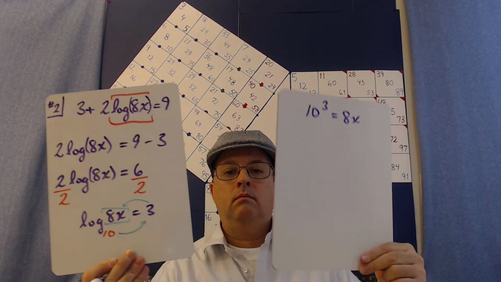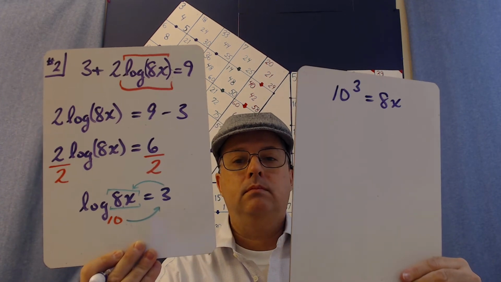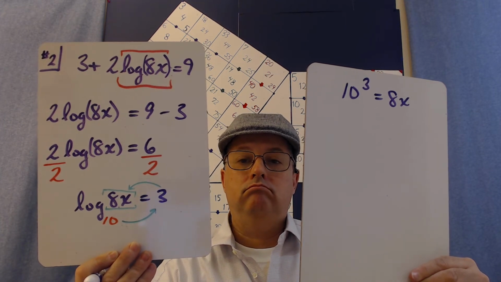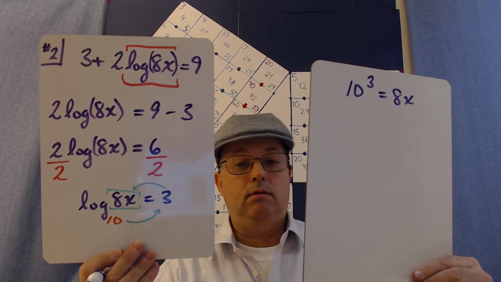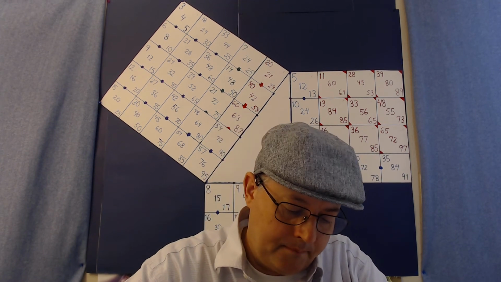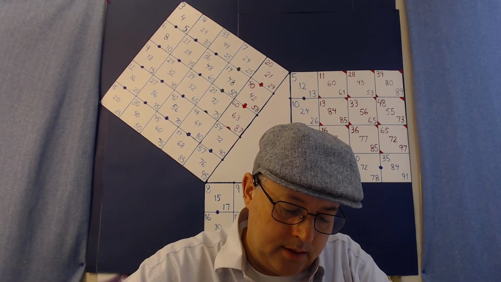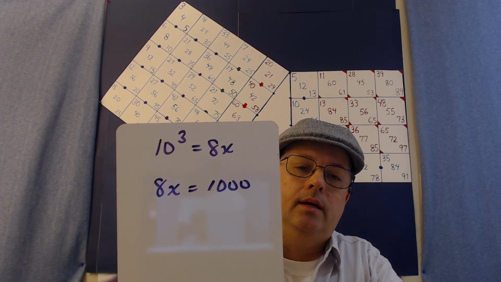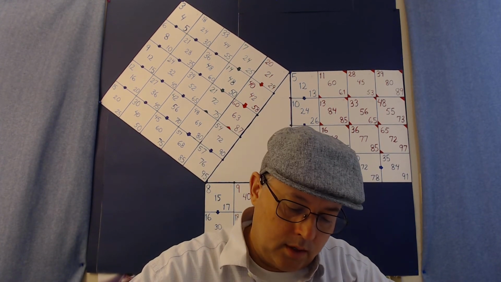Okay, that's our next step there. All right, and so now let's do 10 to the third. So 10 to the third is 1,000. So I'm just going to write it like this: 8x equals 1,000. And then we're going to divide by 8 on both sides.